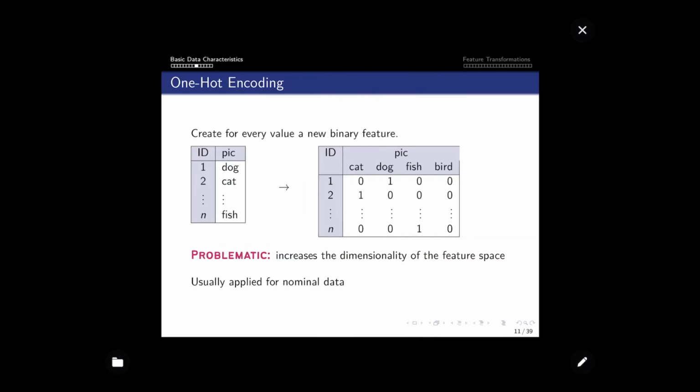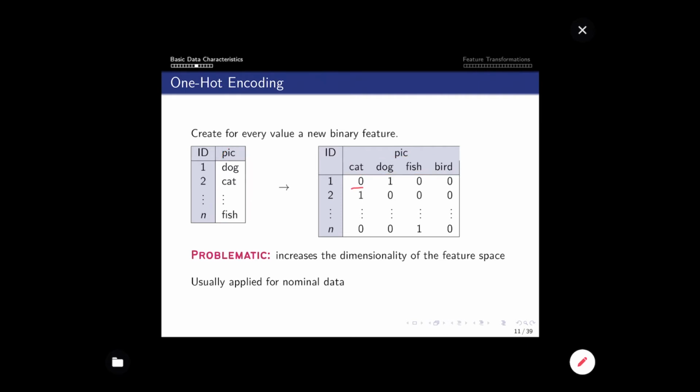Okay, the second encoding is the one-hot encoding. There we create, for every category we have in our nominal or ordinal data, so usually it's used for nominal data, a new feature. Let's say, for example, the pictures in our data set depict either a cat, dog, fish or bird. Then this one feature of the picture is transformed into 4 features, one for each category.